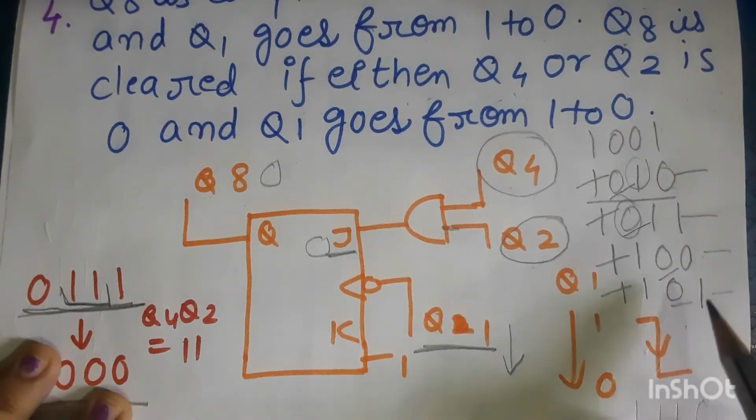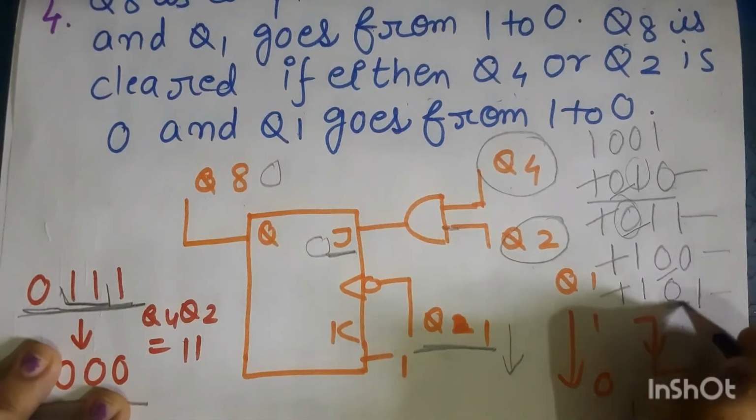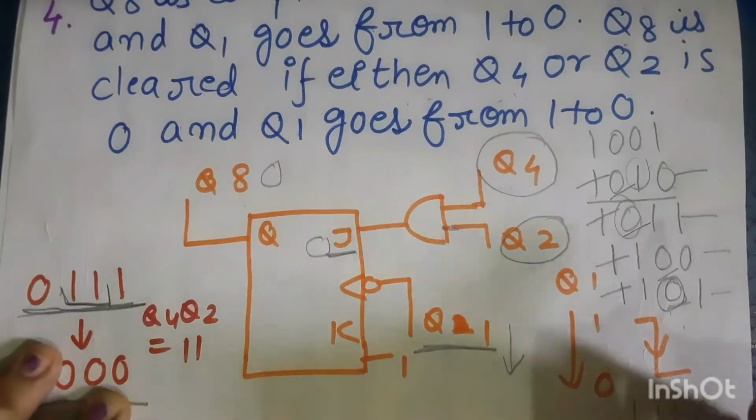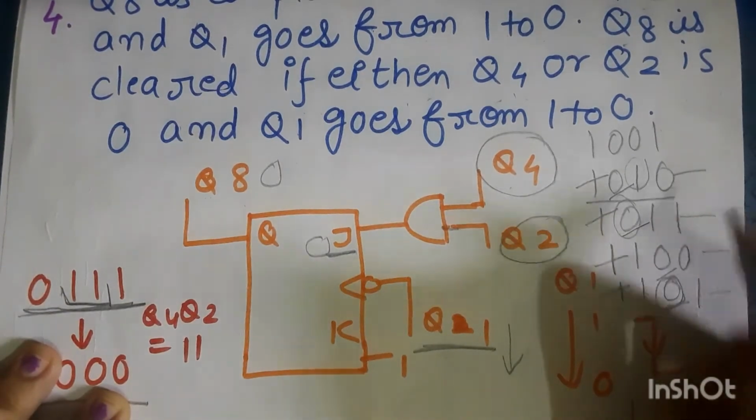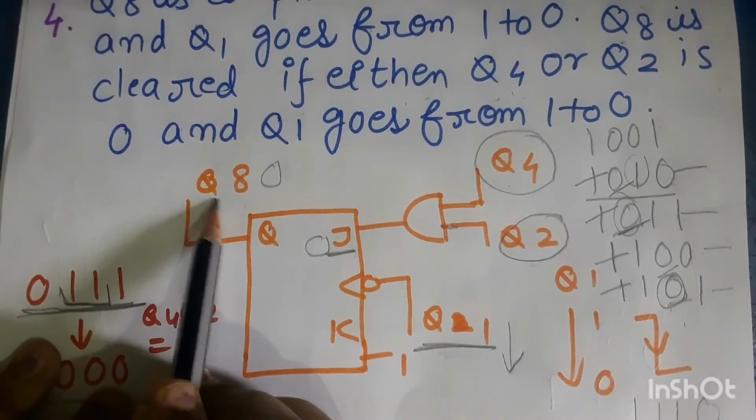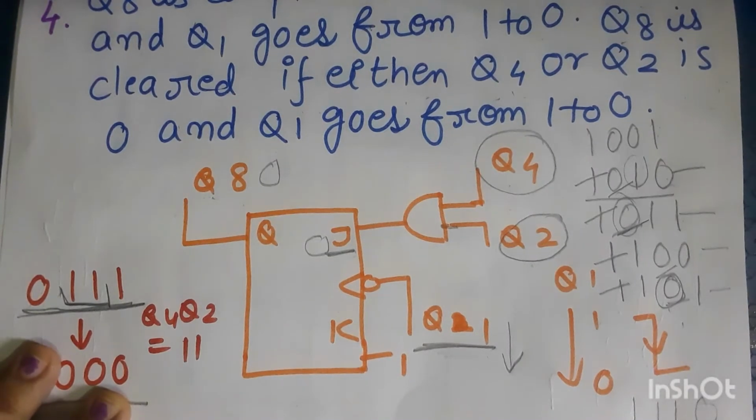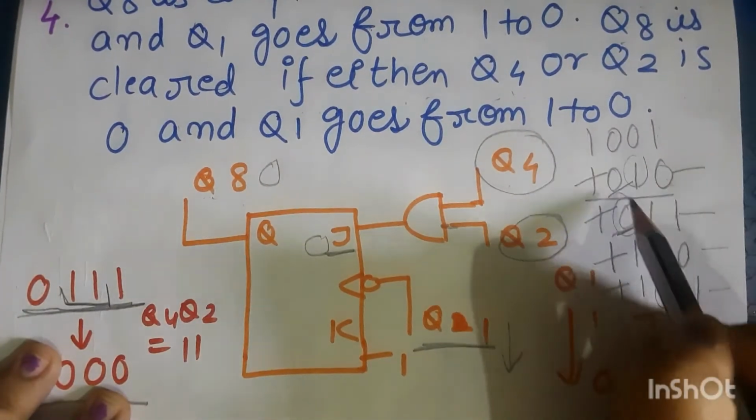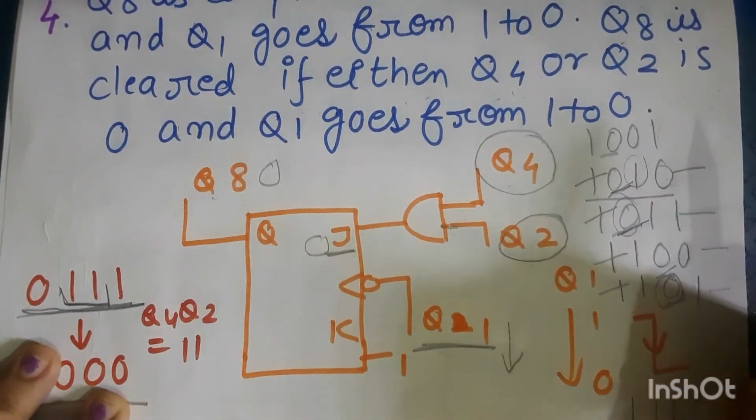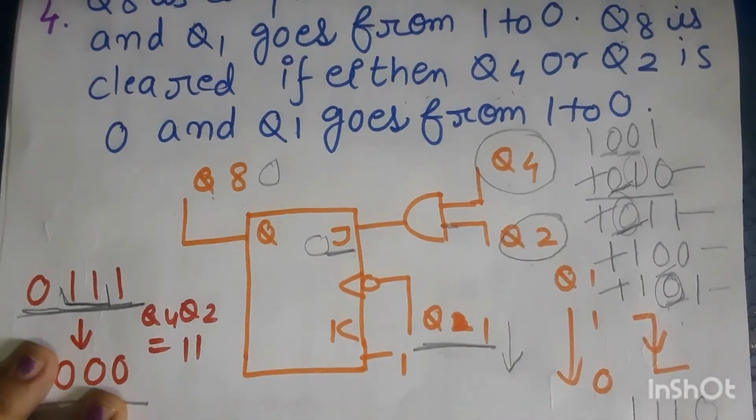Here it is happening 1 to 0. Whenever the 1 to 0 transition is happening, here it is 0, Q2 is 0, Q8 is 0. Again the 1 to 0 transition is happening, Q4 is 0, Q8 is 0. And the 1 to 0 transition is happening here also, Q4 is 0 and Q2 is also 0, and this is going to 0.